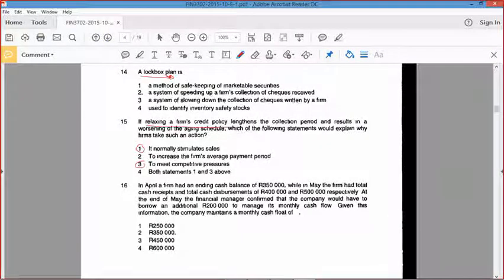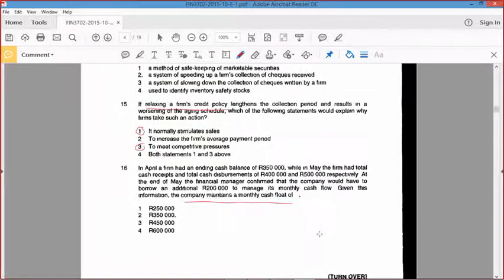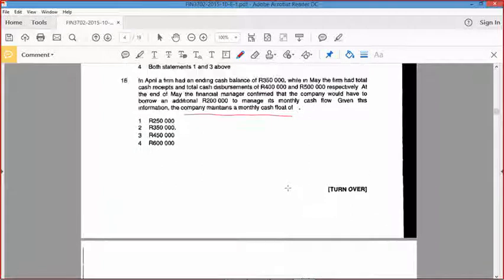Alright, 16's easy. It's just asking you about the monthly cash float. So in April we had a cash balance of 350. Then we had cash receipts and disbursements of 400 and 500. And then at the end of May, the financial manager confirmed that the firm would have to borrow an additional 200,000 to manage the monthly cash flow. Given this information, the company maintains a monthly cash float of what?